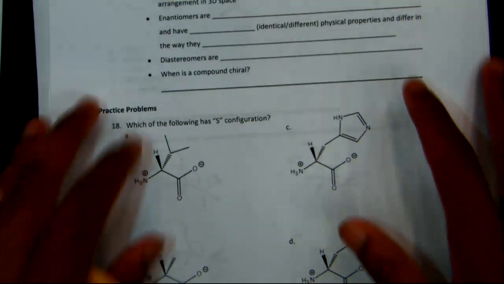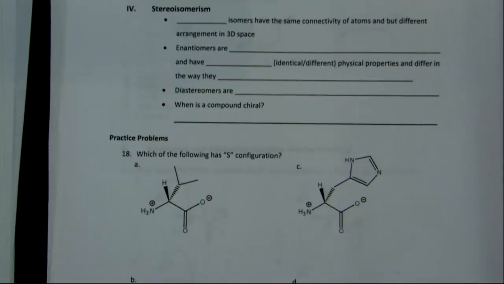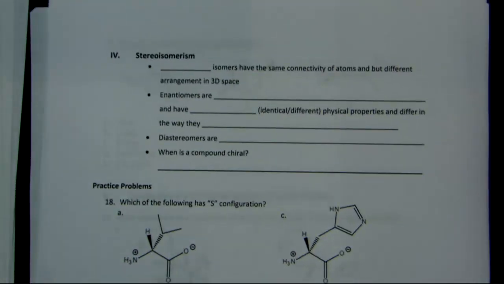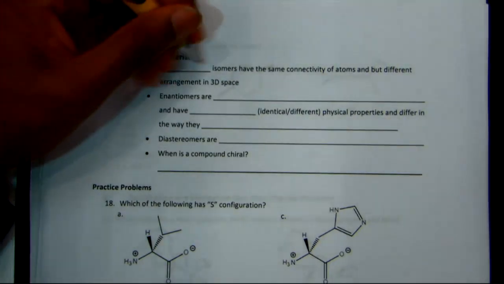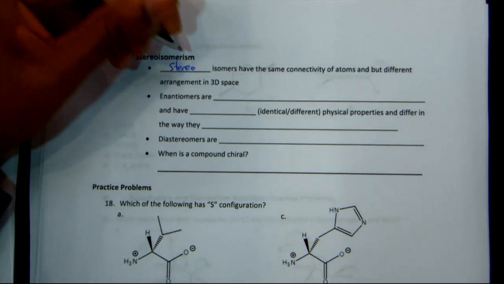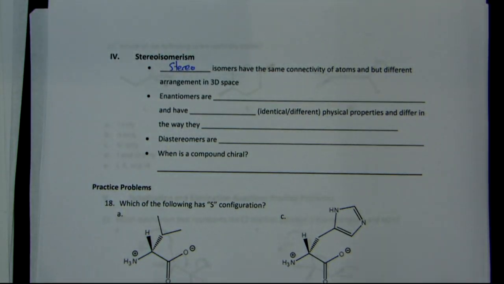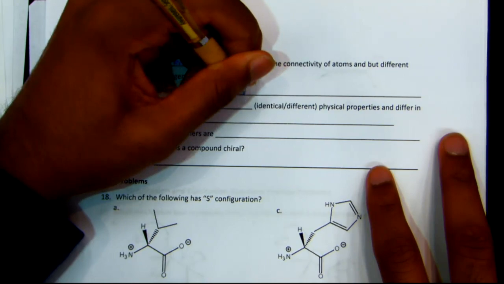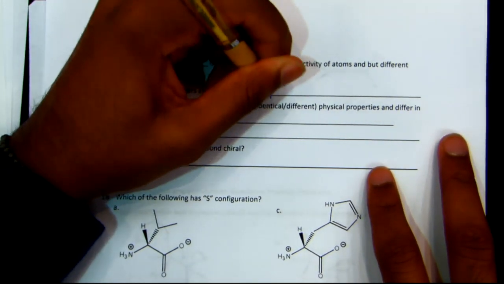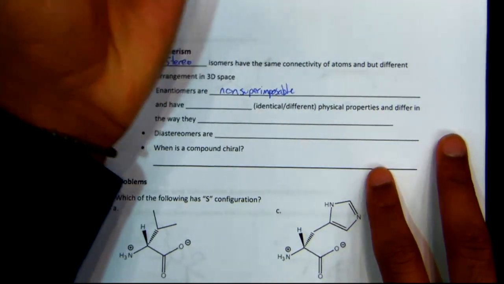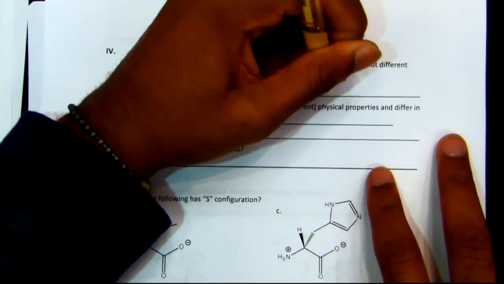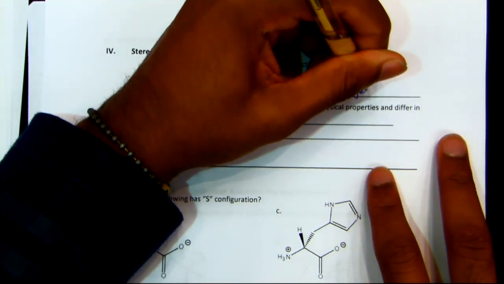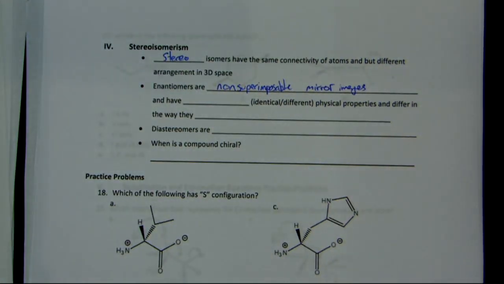Sorry. Okay, so stereoisomers. We'll fill in the blank. I just gave the answer for the first one: stereoisomers have the same connectivity of atoms but different arrangement in 3D space. All right, so what are enantiomers? They are non-superimposable mirror images, and have identical or different physical properties.